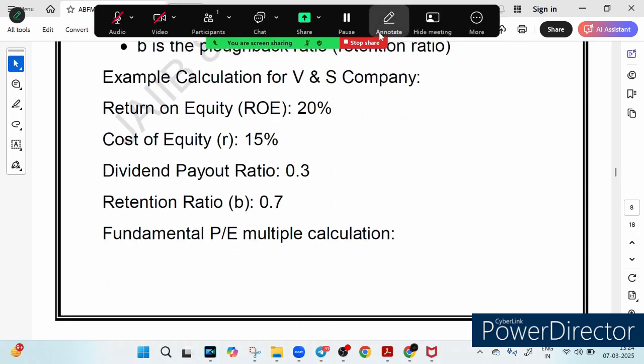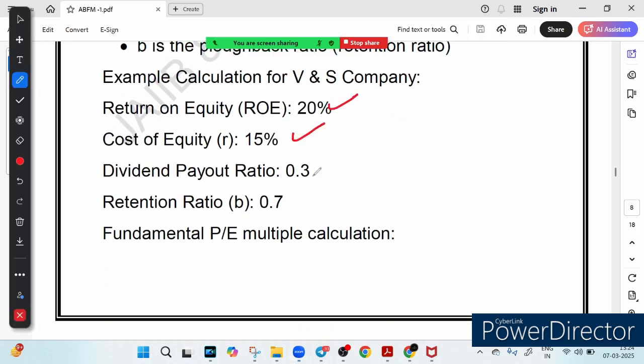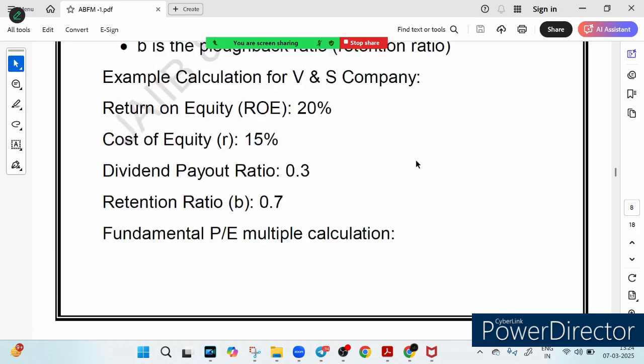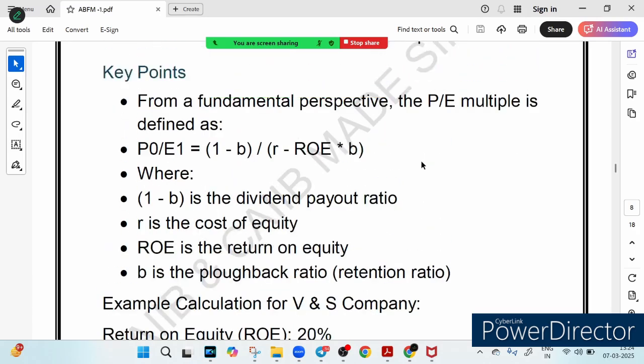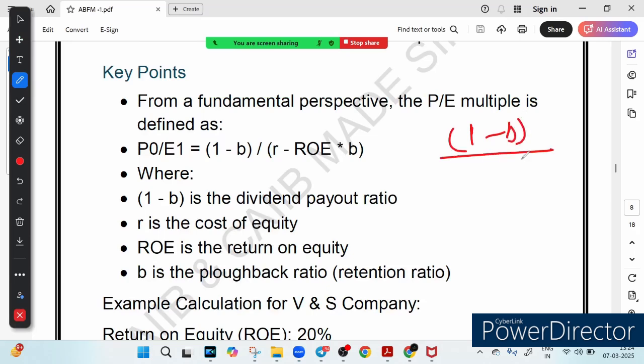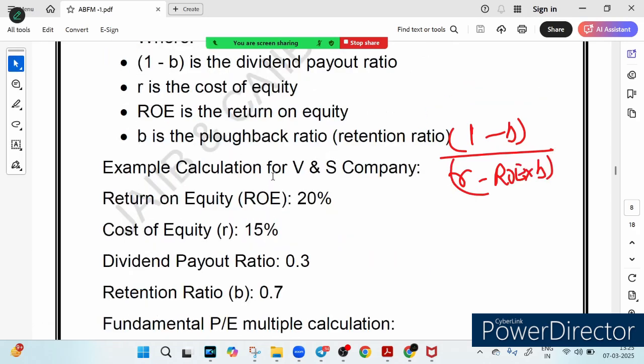ROE is given as 20%, cost of equity is 15%, dividend payout is 0.3, retention ratio is 0.7. Obviously these are reciprocal to each other. So how to go about calculating PE? Quite simple. Just write down the formula. The formula is (1 minus B, which is the dividend payout ratio, or 1 minus retention ratio) upon (R minus ROE times B), right? B is the plowback ratio or the retention ratio.